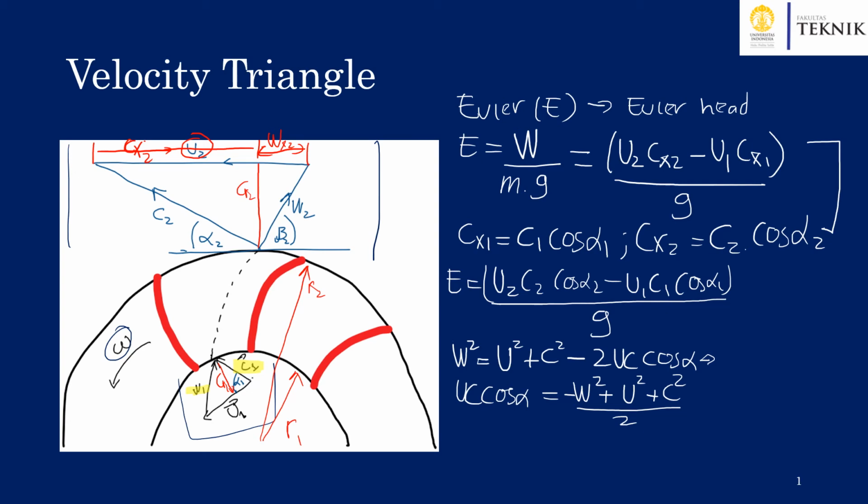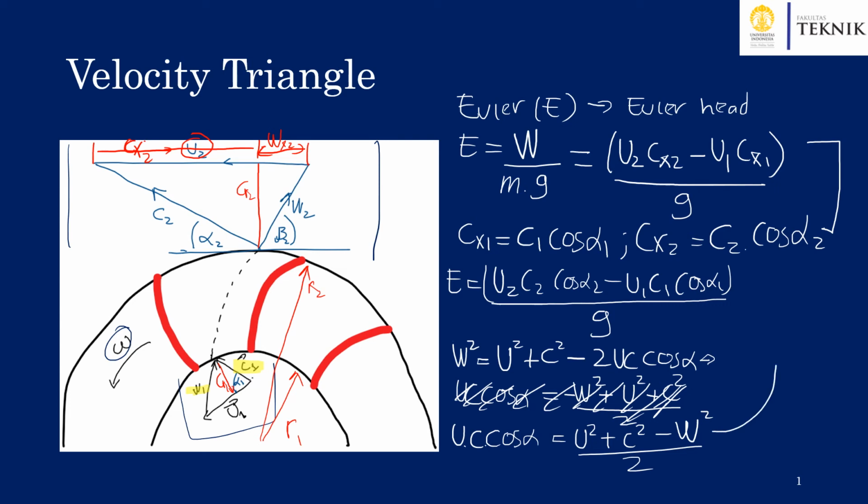So let's check again. I think I did it wrong here, so let's erase this and do it again. So blade speed, absolute speed, cos alpha, and then we have U to the power of 2 plus C to the power of 2 minus W to the power of 2, divided by 2. So this is the correct one. And we can apply this to the Euler equation as well.